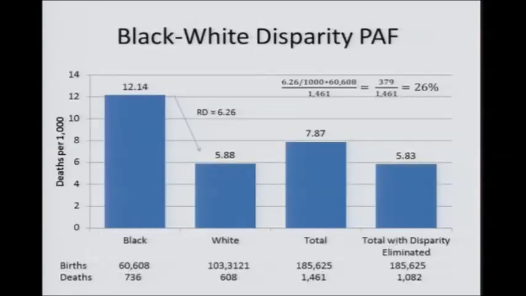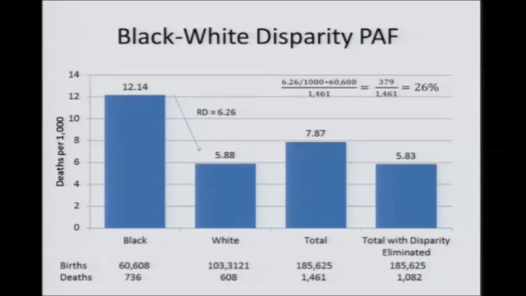So here's an example looking at the black-white disparity population attributable fraction and infant mortality. And so this can be calculated looking at that rate difference, which is 6.26, multiply that by the number of Black births and divide that by the total number of deaths in the population. So that translates to 26%.